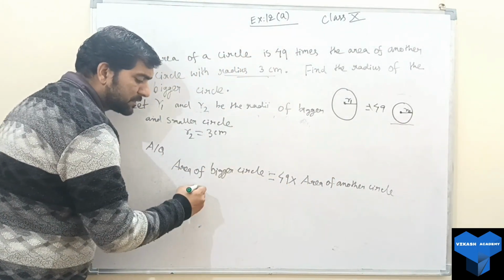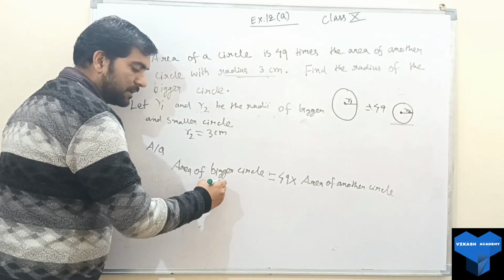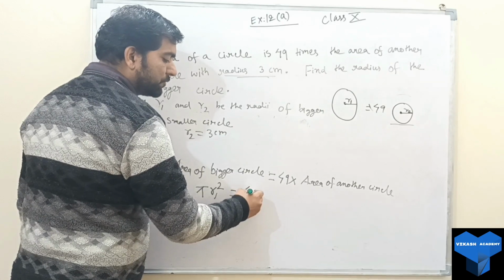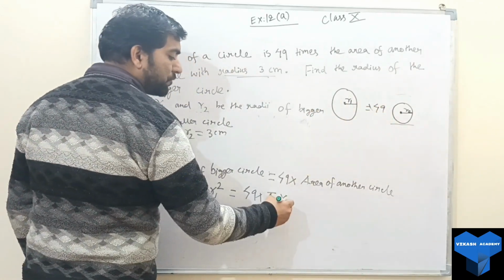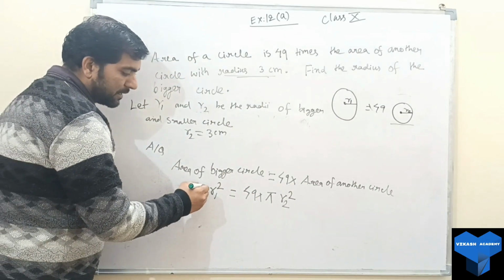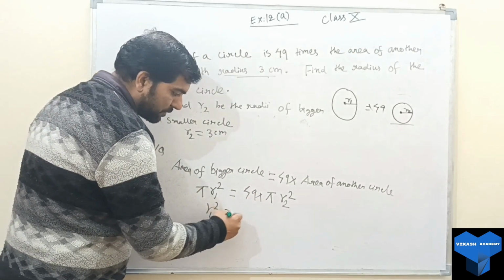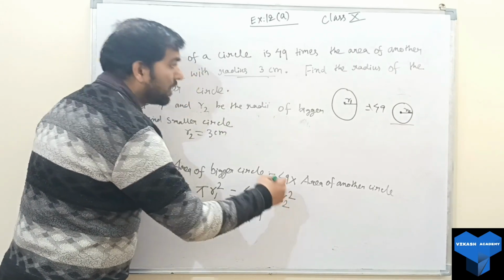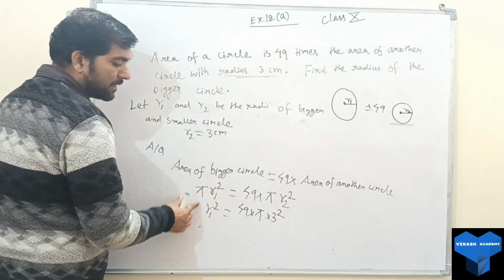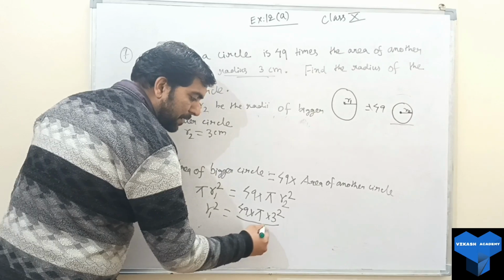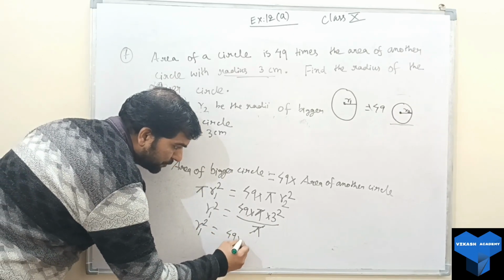So for the area of the bigger circle, we know the formula: pi r1 square, with radius r1 for the bigger circle, is equal to 49 into pi r2 square for the smaller circle. Now we have pi on both sides, so we divide by pi and pi cancels. How much is r2? It is 3, so r1 square is equal to 49 into 3 square.